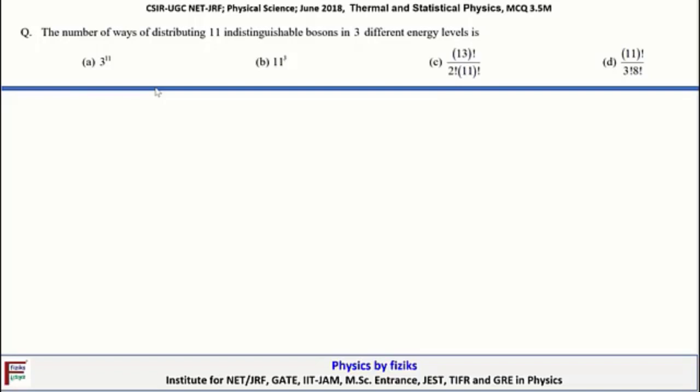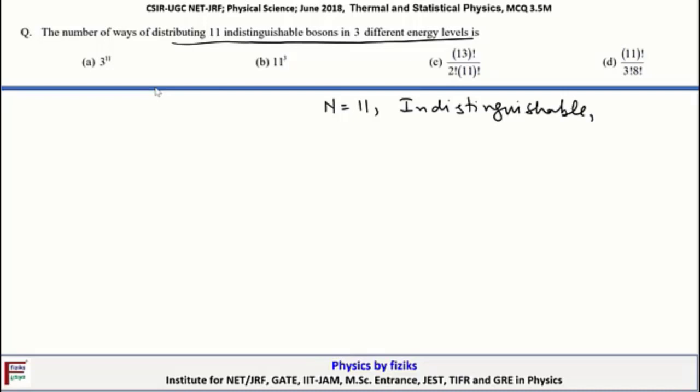So let's continue with the next question. The question is, the number of ways of distributing 11 indistinguishable bosons in 3 different energy levels is? What we are given is n equal to 11, and these particles are indistinguishable, in principle these are bosons. And here what is G? The number of cells G is equal to 3.